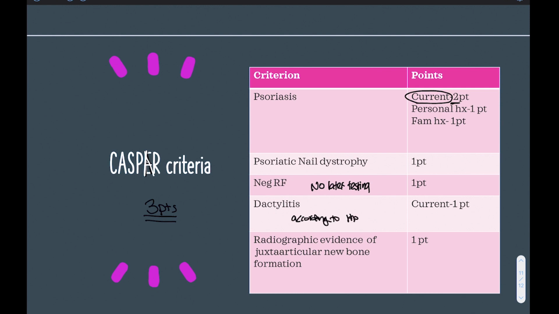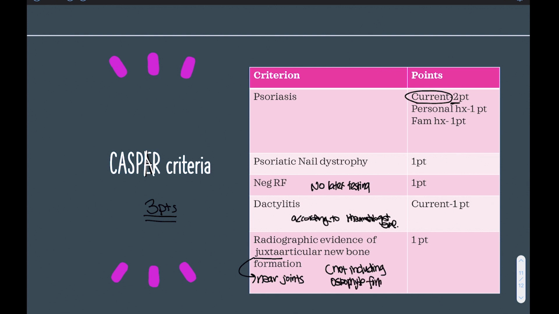Lastly, radiographic evidence of juxta-articular new bone formation gets you a point. For your information, juxta-articular just means near a joint, so having new bone formation near a joint gets you a point. To be more specific, the CASPAR criteria says ill-defined ossification near joint margins on plain radiographs of hand or foot to be exact. And they're excluding osteophyte formation. So again, new bone formation becomes very specific for the psoriatic arthritis diagnosis.